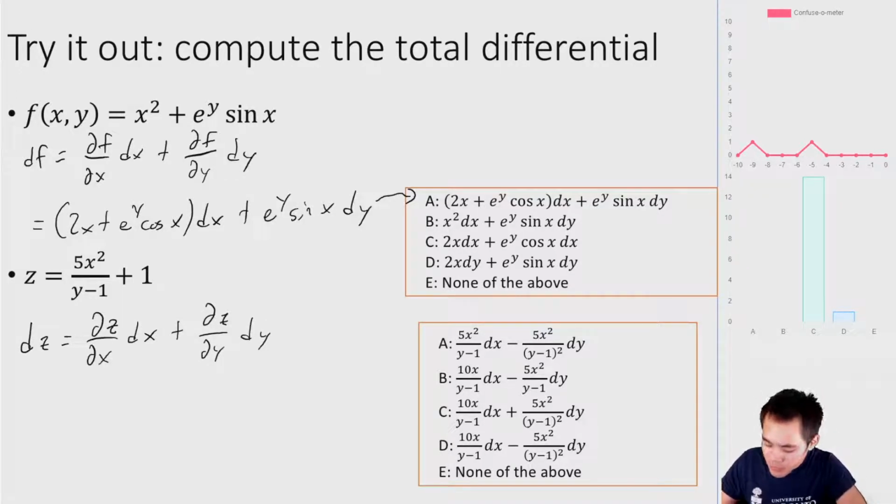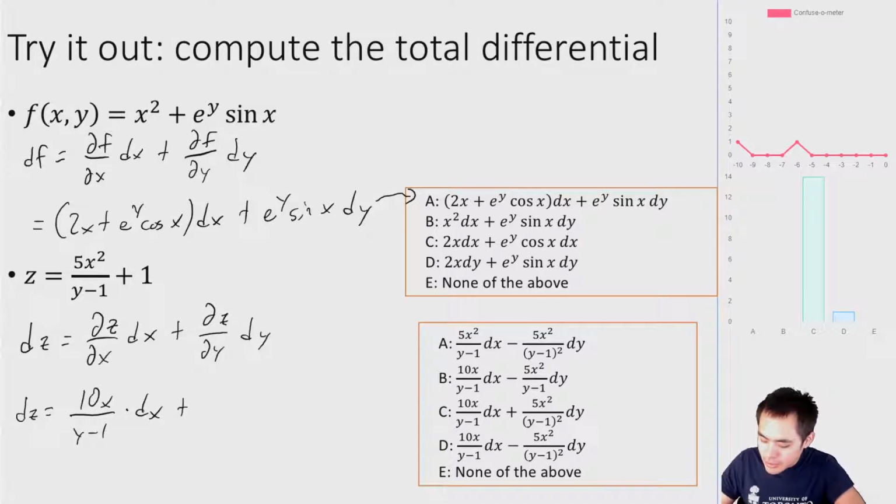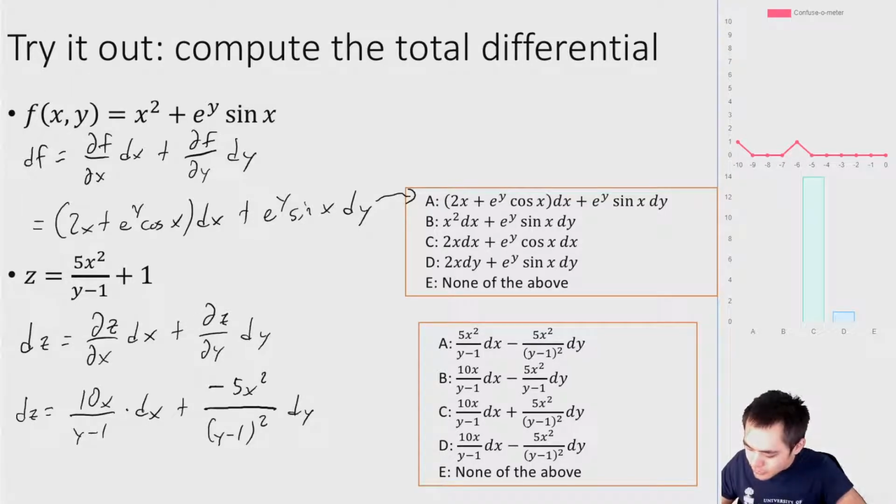So let's see what happens. This dz is going to be equal to dz dx. Well, that's not going to do very much. That's just going to be 10x over y minus 1, because you set y constant, times dx. And this other one is slightly uglier. So you have 5x squared over y minus 1, that's y minus 1 to the negative 1 power. So this is going to be y minus 1 squared, and you have a negative sign because it was the minus 1 power, times dy. And so this here is equal to, let's see, 10x. So you have the minus sign, and so it's actually going to be equal to B.